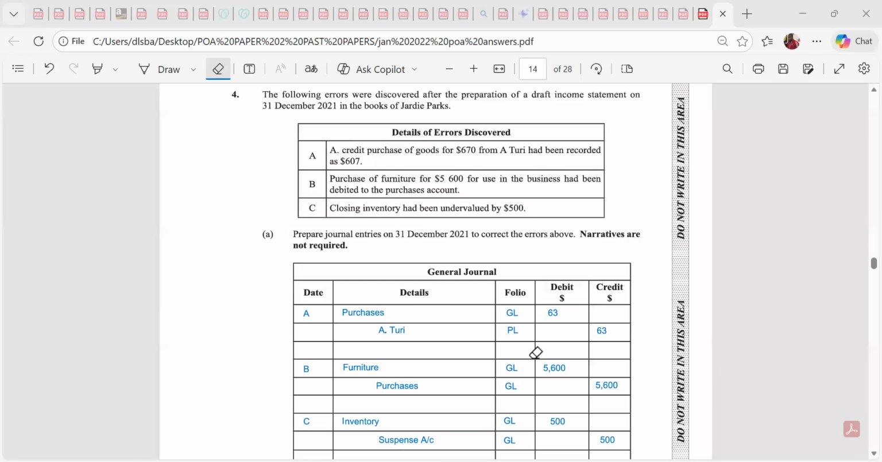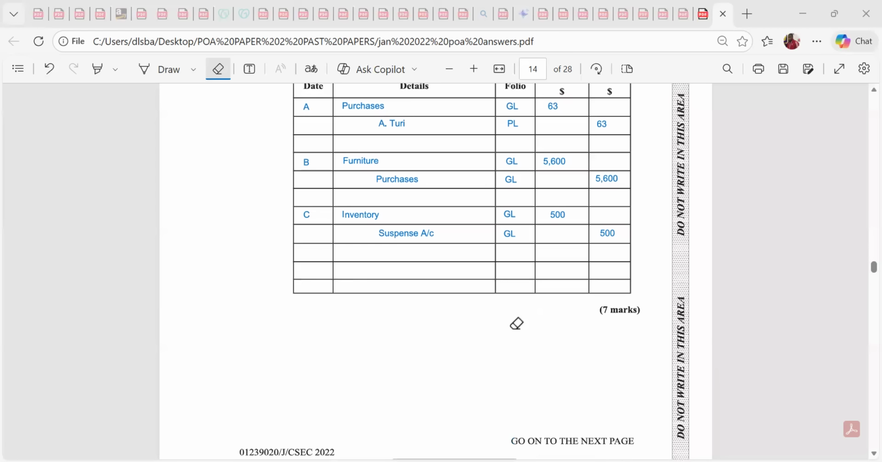So to fix this, I need to increase my inventory because it was undervalued. So I'll debit inventory. And when you're fixing an error like this, the other side will just be the suspense account. So if I debit inventory, I'm going to credit the suspense account. That was 7 marks.